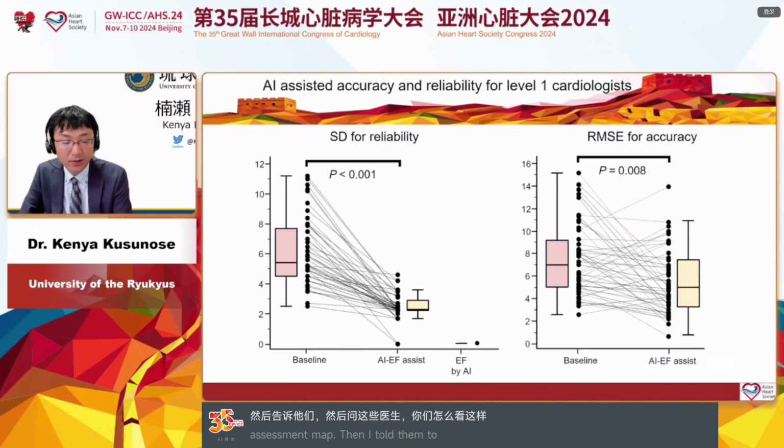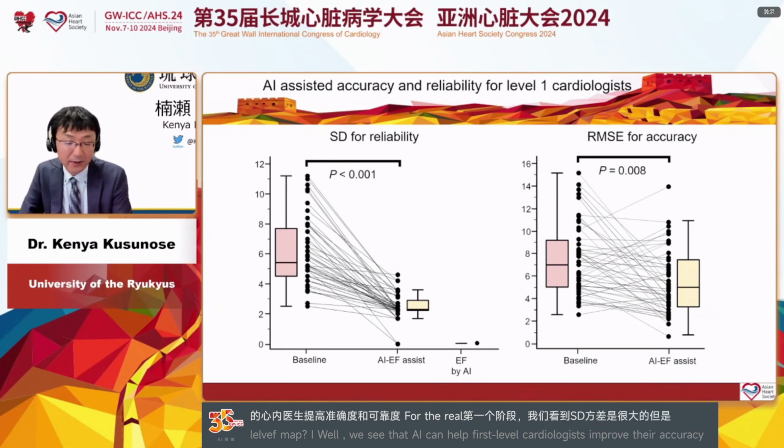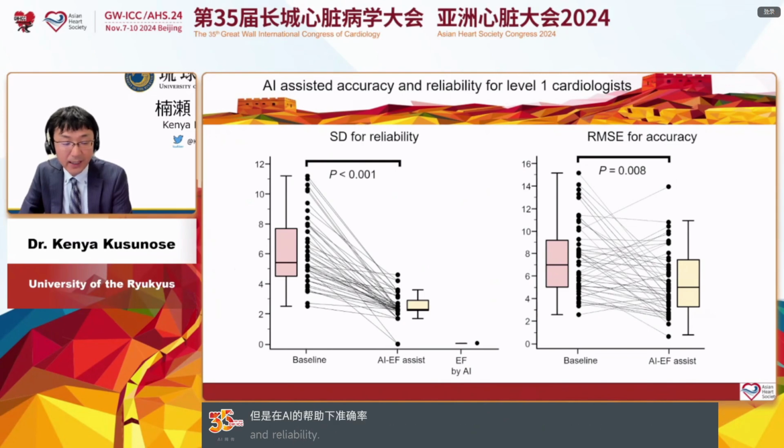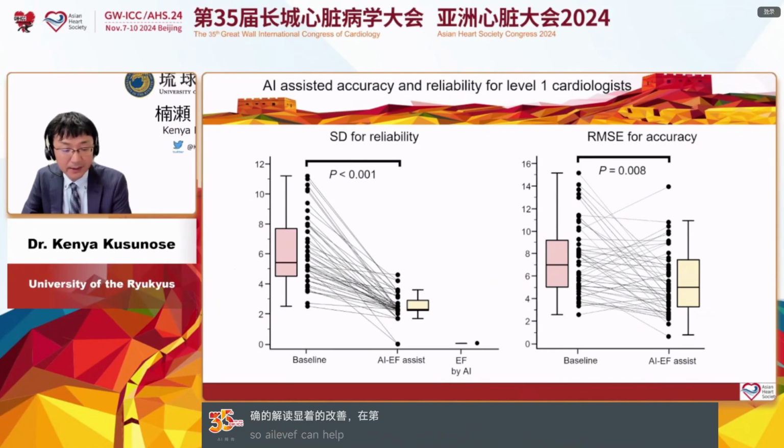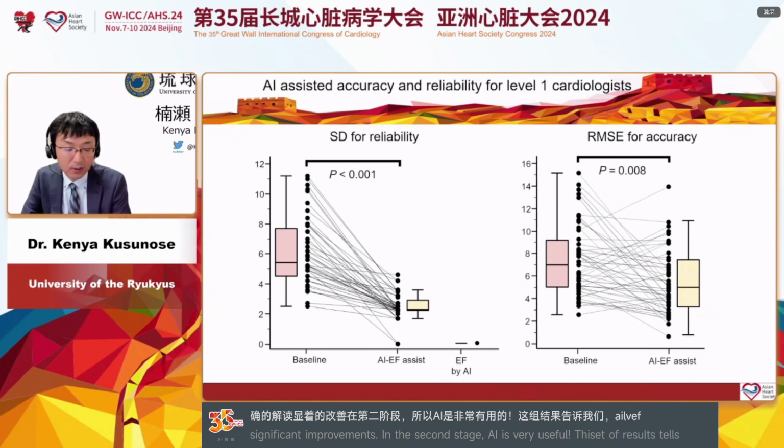This slide shows the reliability and accuracy of LVEF as assessed by 5 level 1 echocardiographic readers in the first and second sessions. For the first session, the standard deviation for the reliability of LVEF was 6.1 and RMSE for the accuracy was 7.5. With the AI LVEF included for assistance with a read, the SD and RMSE were significantly improved in the second session. These results suggested that displaying the assessment by AI LVEF on the screen improved the concordance of level 1 readers from different institutes.